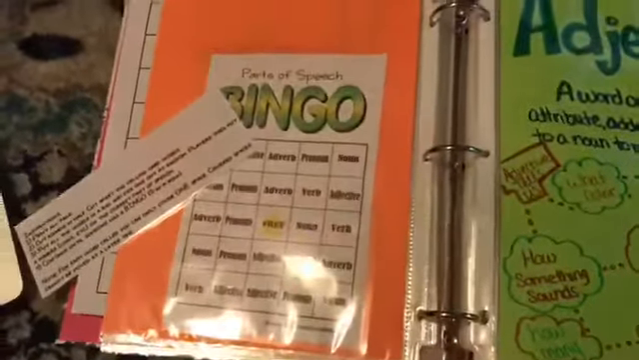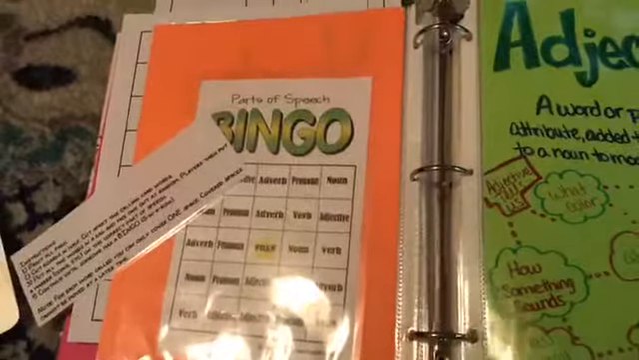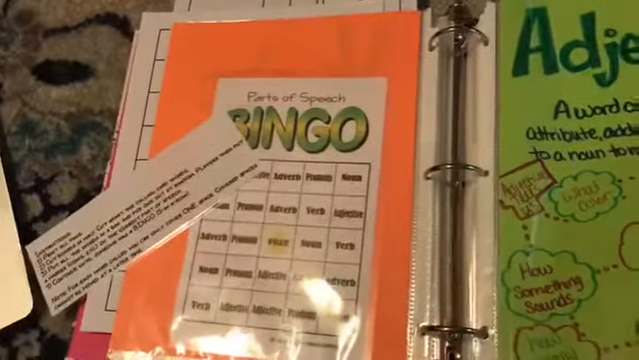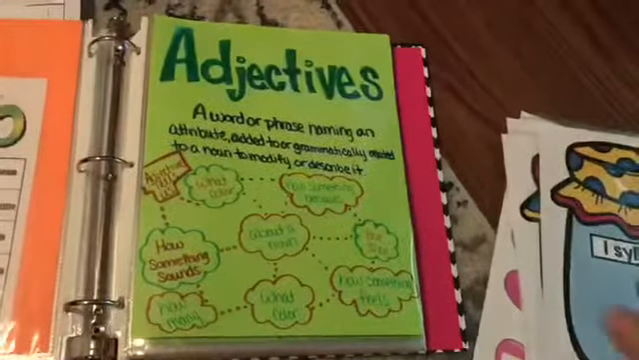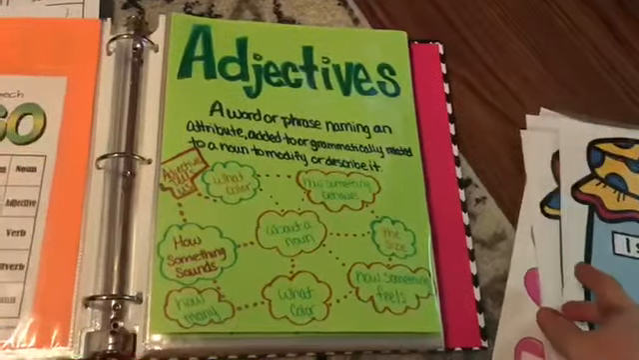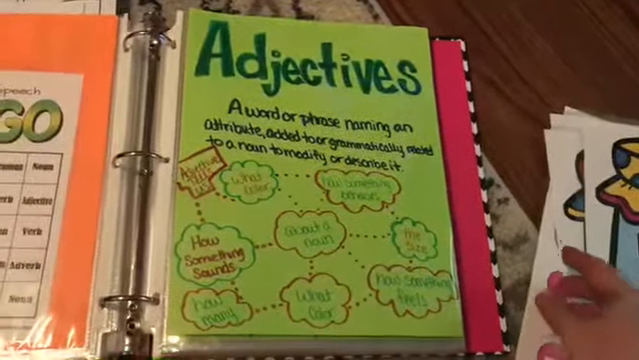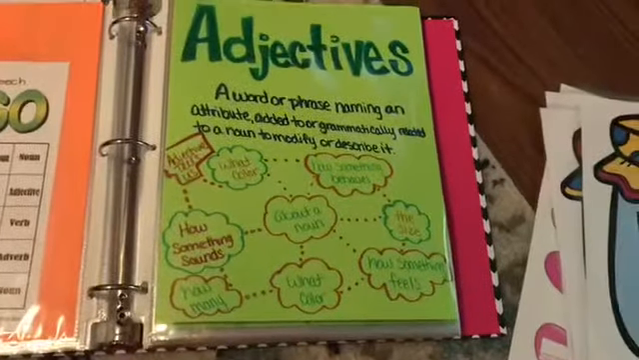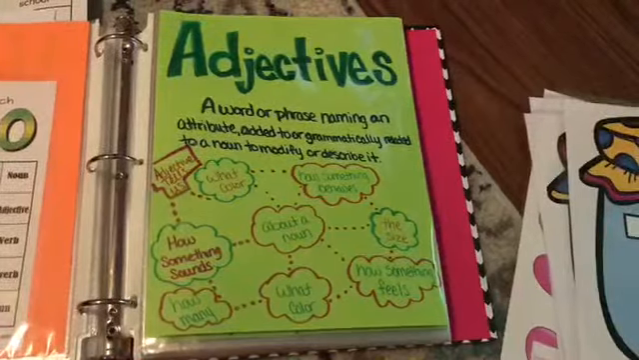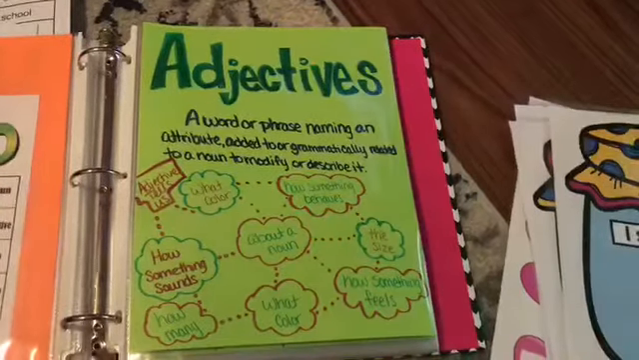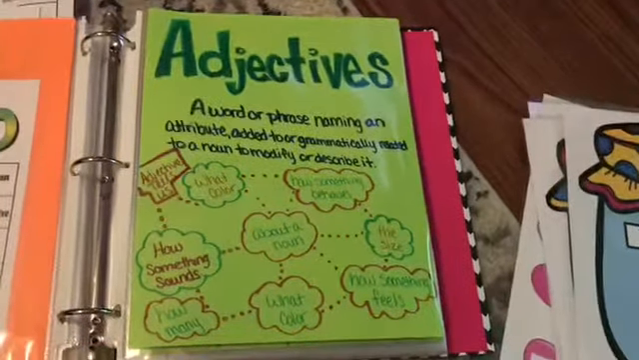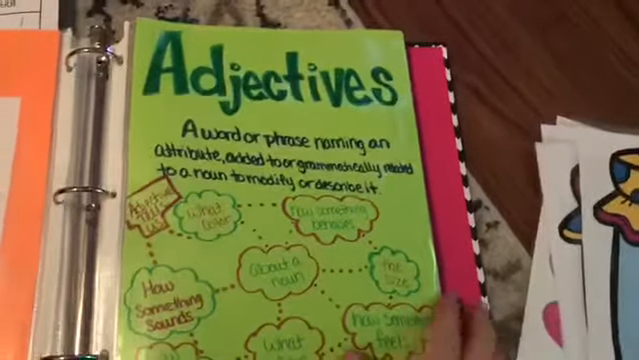I think that's all. And verb, noun, adjective, yeah. Some pronouns. And then we have adjective, a word or phrase naming an attribute, added to or grammatically related to a noun to modify or describe it. So adjectives tell us what color, how something sounds, how many, how something feels, the size, how something behaves, and about a noun is what it does. It describes. And then here are the cards for the bingo game.